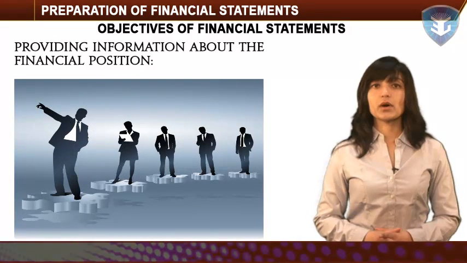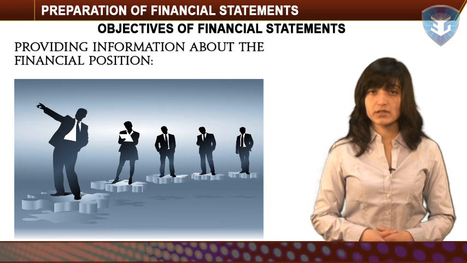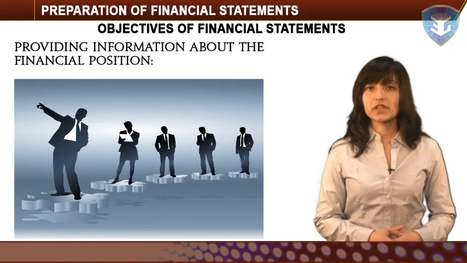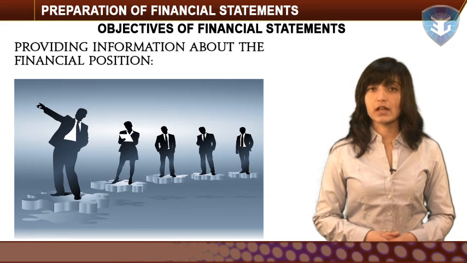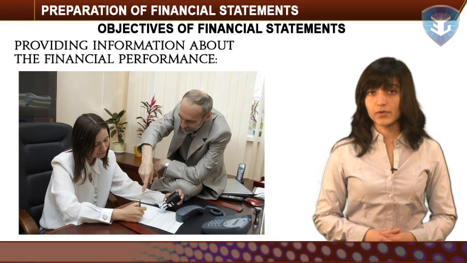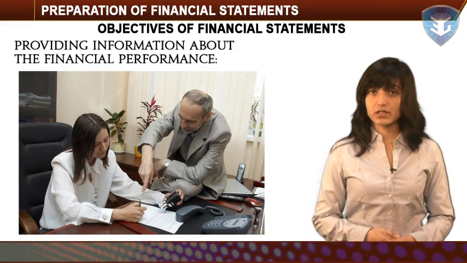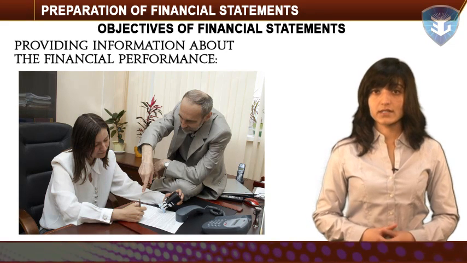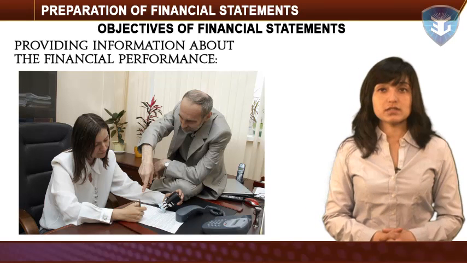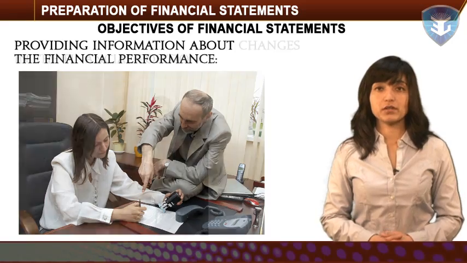Providing information about the financial position refers to the reporting of assets and liabilities possessed by the organization. It depicts the financial position of the organization at the particular point of time. Providing information about the financial performance refers to the reporting of the expenses incurred and gains earned by the organization during an accounting period. It represents the organization's ability to use the available economic resources in a profitable manner.